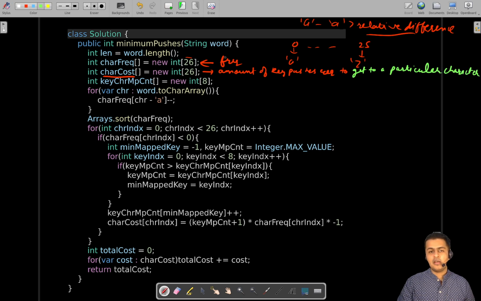Again, here also we have the same concept. From 0 to 25 indices, we are mapping those indices to the characters, and we will be storing the cost, or the amount of key pushes required. So this is for that, and this is key character mapping count. It is the count of the number of characters a particular key is mapped to. So one side is the key, and the number of characters mapped is on the other side.